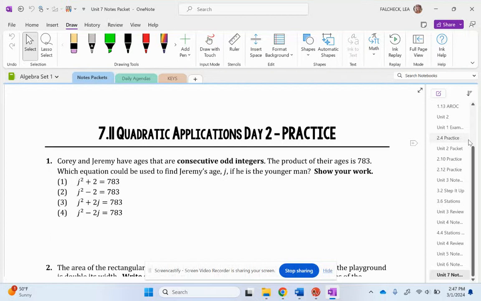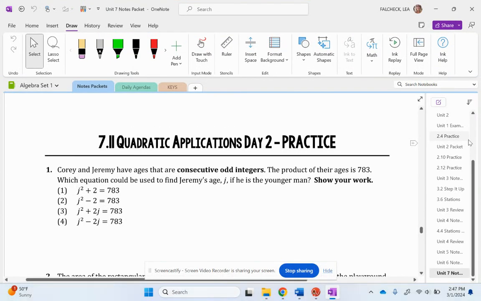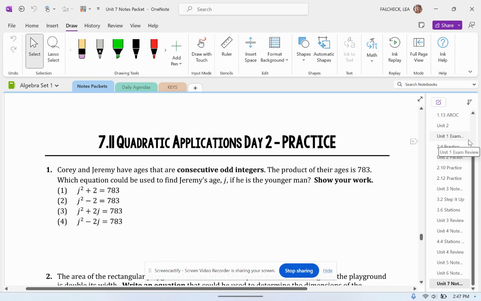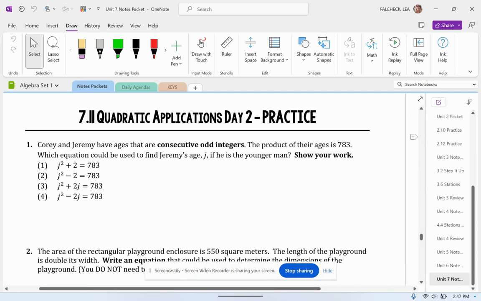All right, it says Corey and Jeremy have ages that are consecutive odd integers. The product of their ages is 783. Which equation could be used to find Jeremy's age, J, if he is the younger man? Show your work. Okay, so consecutive odd integers.